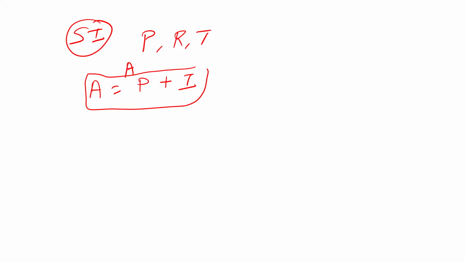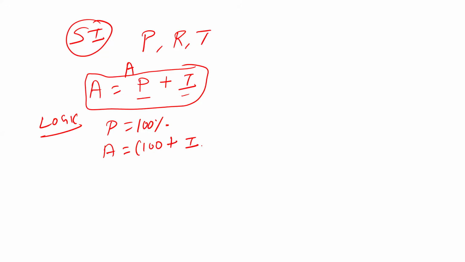In simple interest, there are a few things you have to remember: principal, rate of interest, time, and amount. What is amount? Amount is nothing but the principal you deposited in a bank plus the interest you received. For logic, always take principal as 100 percent. Amount will become 100 plus the interest percentage.